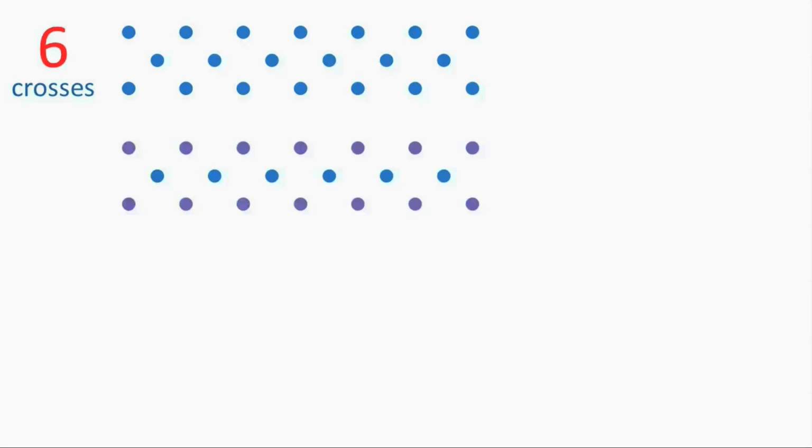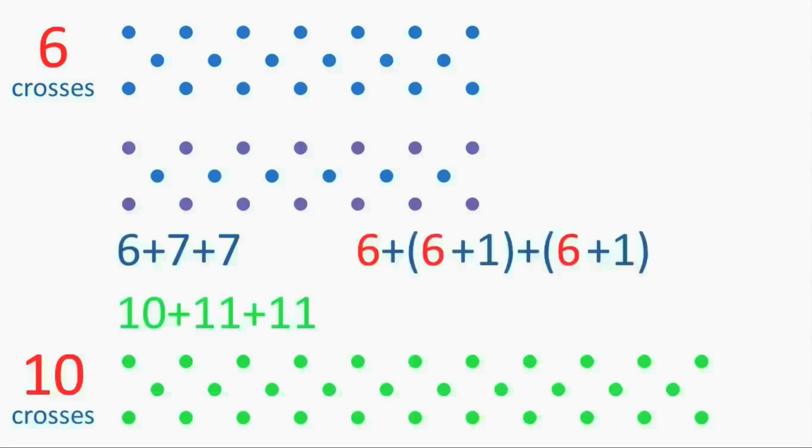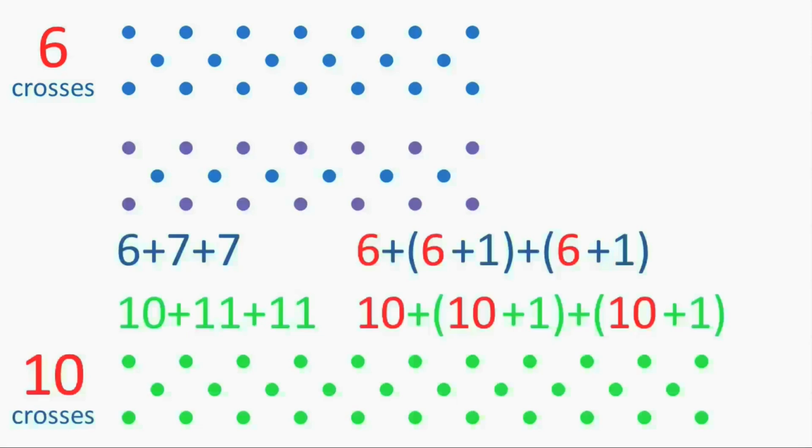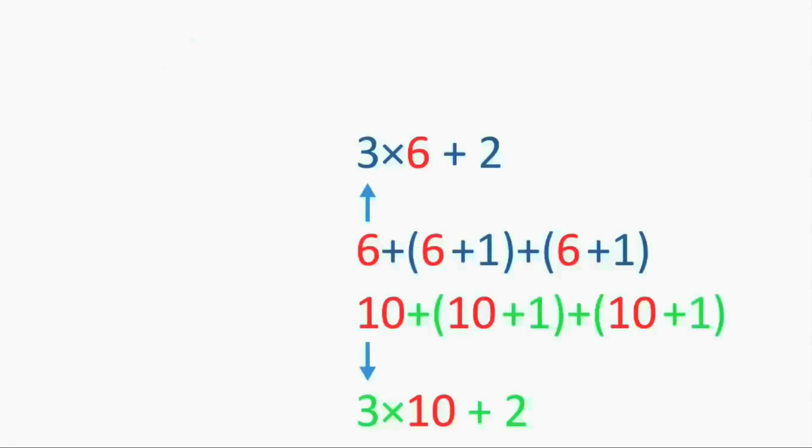and a row of 7 dots below. So we get this expression. In the same way, for our row of 10 crosses, we get this. Again, the lengths of the rows depend on the number of crosses in the chain, and we can show this by rewriting our expressions like this and this. We can also simplify our expression, for example like this and this.